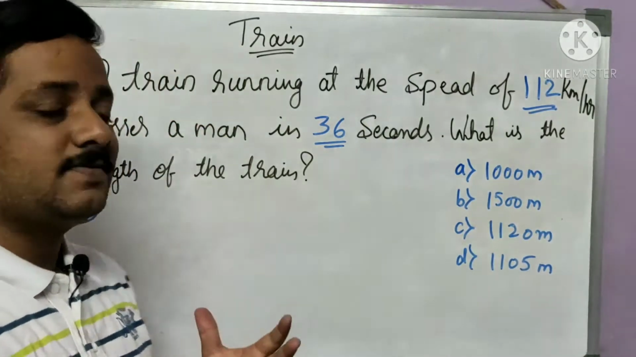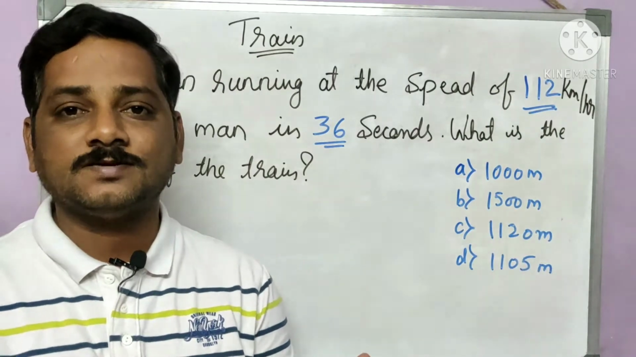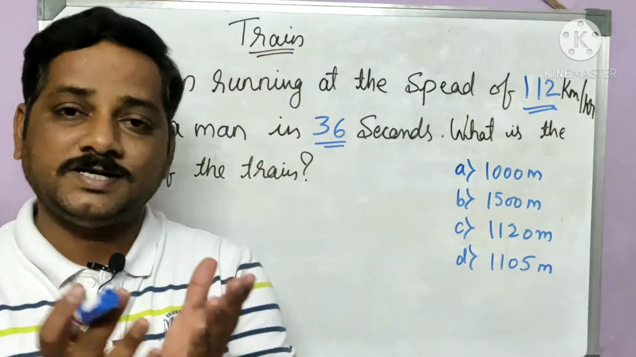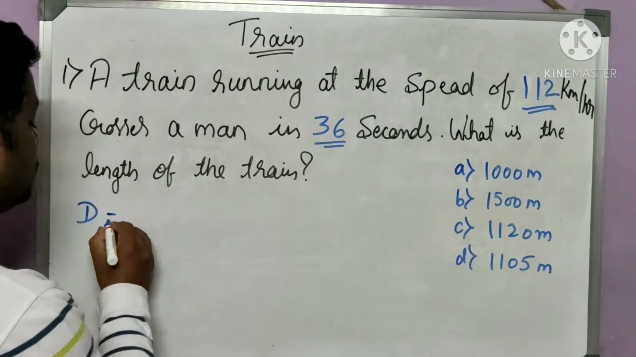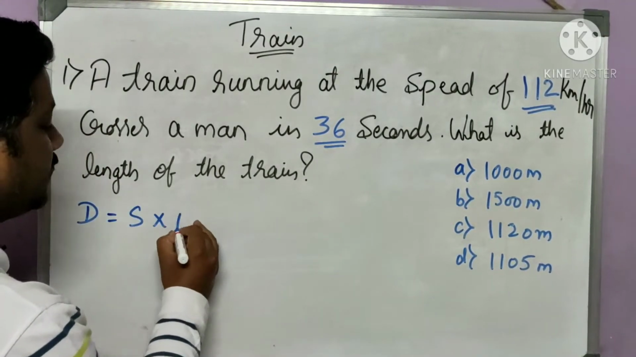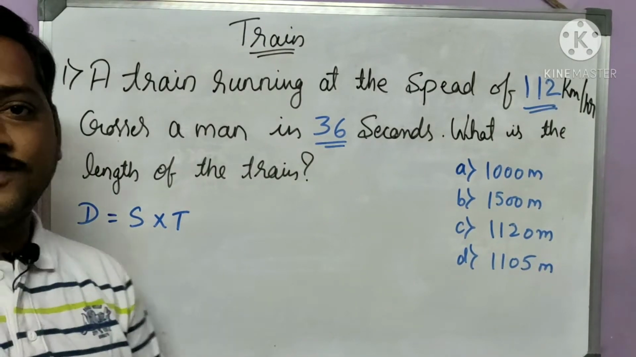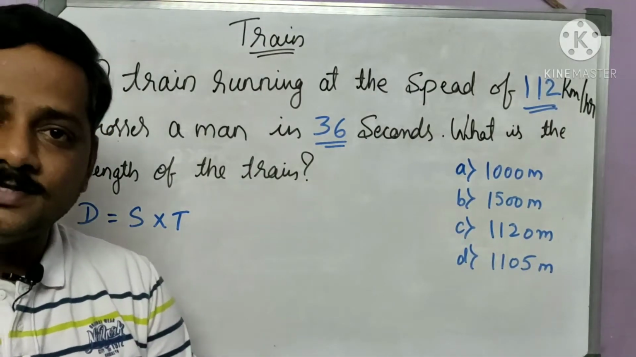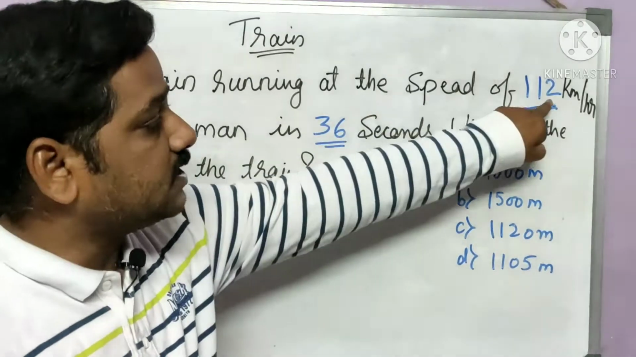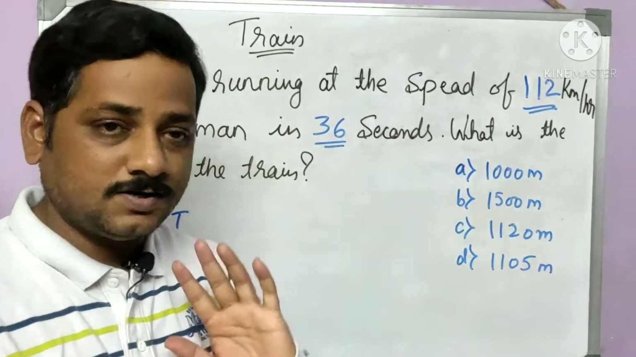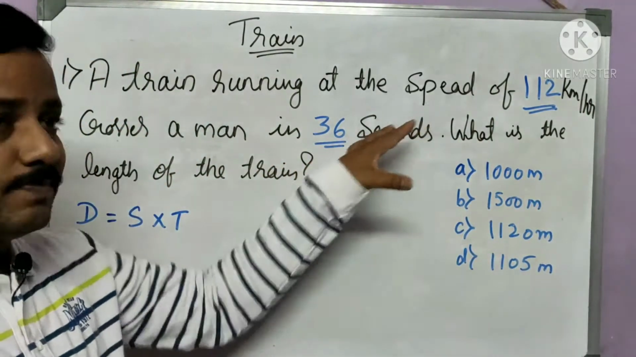We have a basic formula for speed. Speed is nothing but distance traveled divided by time taken. Using that, distance is the product of speed and time. If you know these two pieces of information, you can get the answer easily. So let's see what the speed and time are. The speed is given as 112 km per hour, and time is given as 36 seconds. I'll come to this part later.